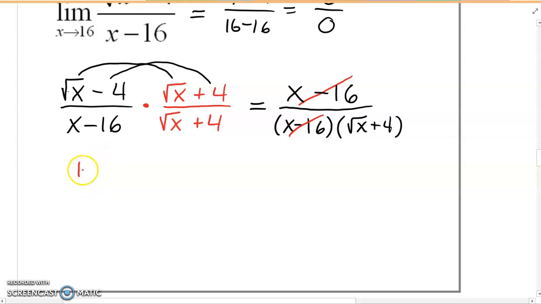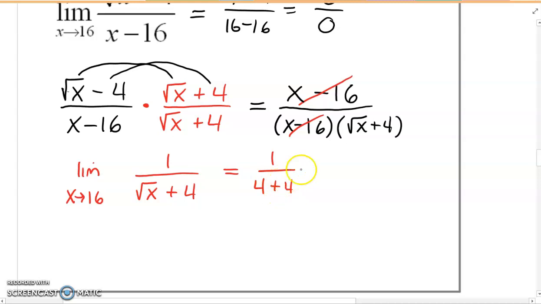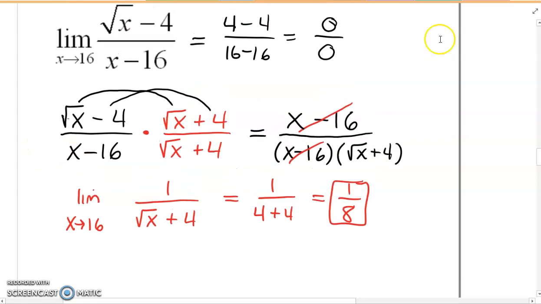So my new limit as x approaches 16 is going to be 1 over the square root of x plus 4. We're going to redo that direct substitution. We get 1 over 4 plus 4, which is going to give me 1 over 8. So there's my second example. 1 over 8 is my limit.